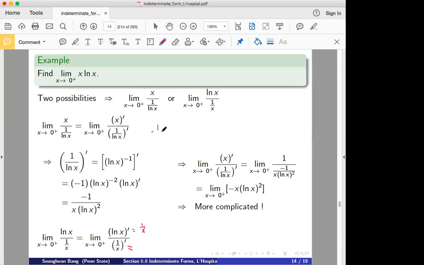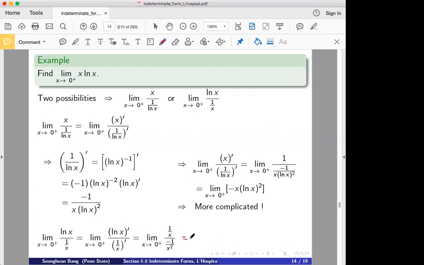Yep. The derivative of 1 over x: you can change the power and use the power rule, minus 1 times x to the negative 2. So we have minus 1 over x squared. We have this result.